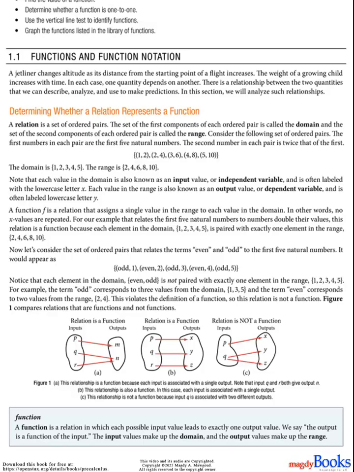Now let's consider the set of ordered pairs that relates the terms even and odd to the first 5 natural numbers. It would appear as (odd, 1), (even, 2), (odd, 3), (even, 4), (odd, 5). Notice that each element in the domain, even and odd, is not paired with exactly one element in the range, 1, 2, 3, 4, 5. For example, the term odd corresponds to 3 values from the range, 1, 3, 5, and the term even corresponds to 2 values from the range, 2, 4. This violates the definition of a function, so this relation is not a function.